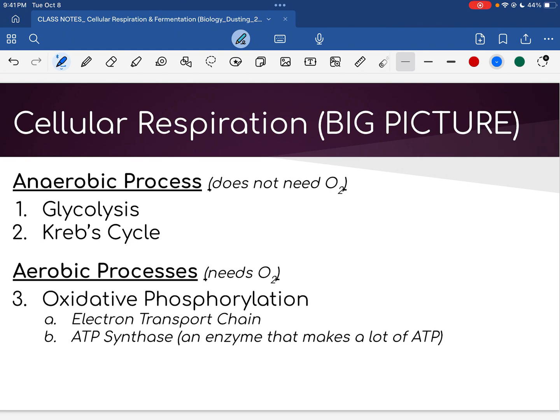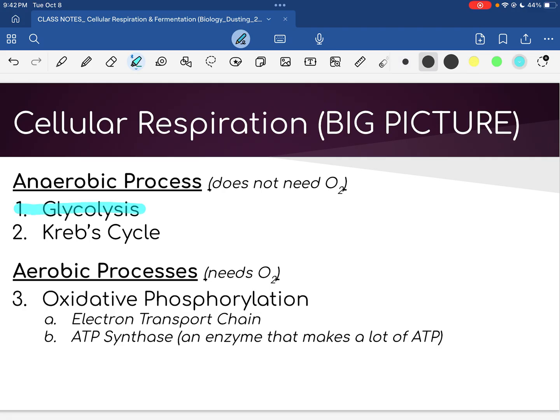In this lecture, we're going to talk about some of the processes that are really important to the whole process of cellular respiration, which happens in the mitochondria in eukaryotic cells. And so we're just going to give a quick overview here. So cellular respiration is broken into three parts.